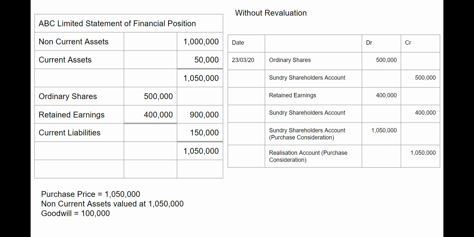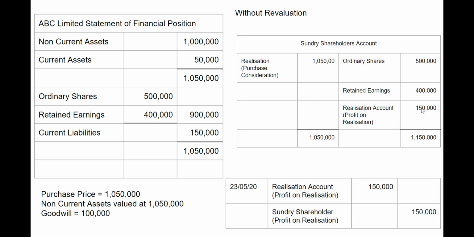And again, I've done the same journal entry there just to show that it affects both accounts for the Sundry Shareholders and the realisation account for the purchase consideration. So what does the account look like? Well, you've got the two credit entries that we've put in for the equity that we've transferred. We've got the purchase consideration that we've spoken about. That goes on the opposite side because it's effectively saying that we've now paid back the shareholders 150,000 more than the value of their equity.